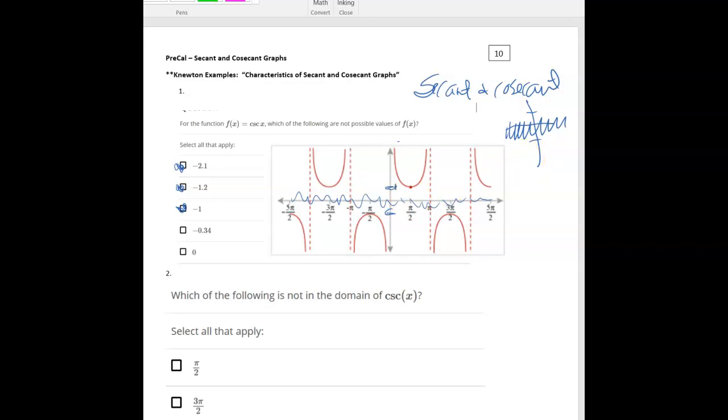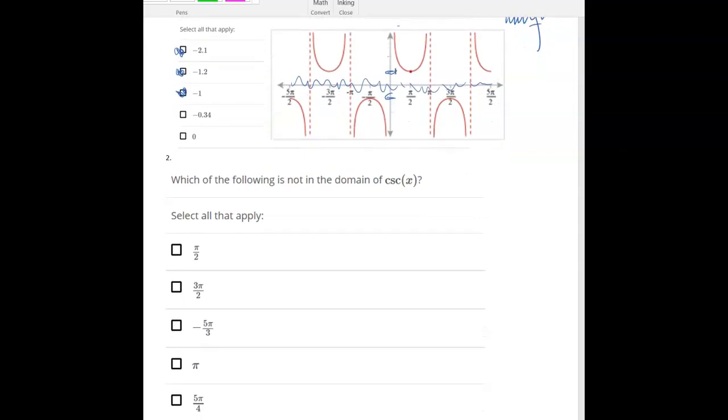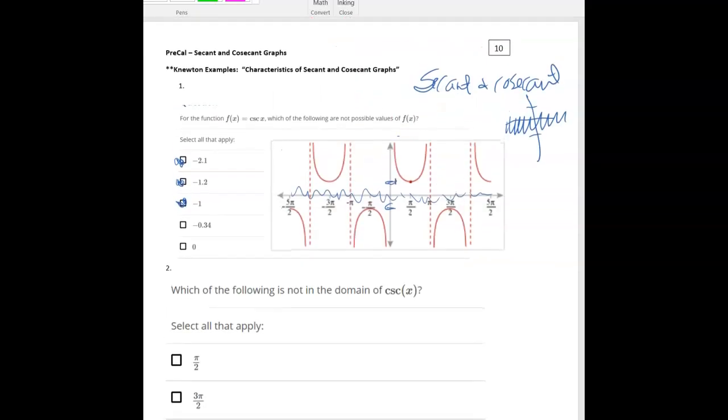All right, then we move on to number 2, which of the following is not in the domain of cosecant. You really don't even need your graph. Oh, wait a minute, that's domain. So it's not your answers. Number 1 was like, what are the answers? Number 2 is what could the x values be, because it's asking for domain. Okay, so the first one was asking for the y values. This one's asking for x values because it's talking about domain.